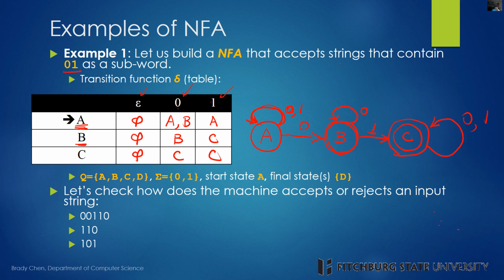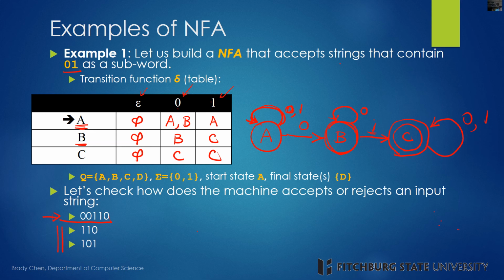So that's the transition function. Now with that transition function, we know that for any current state and input value, the destination could be A, or could be B, or could be both. So let's take a look at the example of the first string. Let's check how the machine accepts or rejects an input string. Let's take a look at the first input string. Okay. Now I can leave this to you to finish.